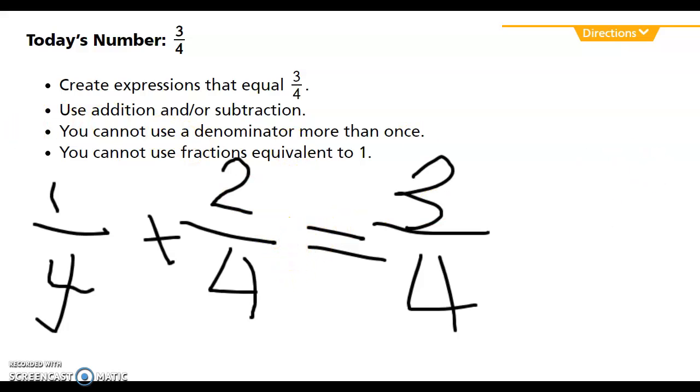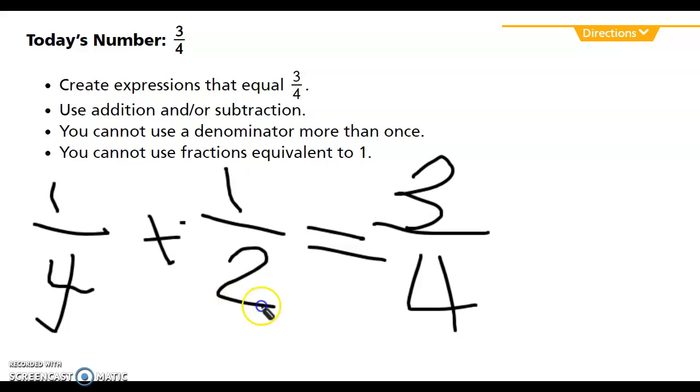So if I wanted to change one of these, I notice that 2/4 is the same amount or equivalent to 1/2. So I'm going to take this 2/4 out so I don't break my second rule, and I am going to write 1/2. 1/4 plus 1/2, or 2/4, equals 3/4.